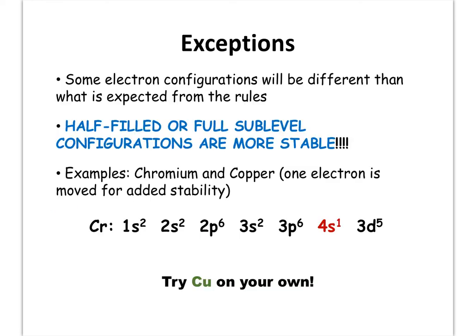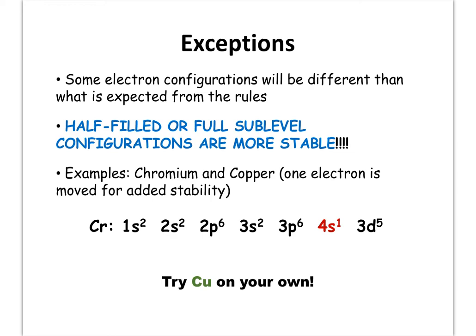Okay, so we have one more thing to look at here. As with anything great, there's always exceptions. And there's actually a lot more exceptions to these rules than you would think, but we only really look at 2 specific examples here. So there are times when the electron configurations might be different from what you would expect according to the rules here.